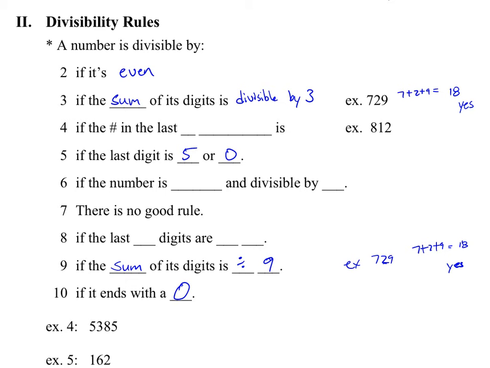Now, the other thing with 9s, if 3 doesn't work, 9 won't work. Okay? If 9 works, 3 will work. So if you've already figured out one of those, you'll be able to tell the other one maybe.